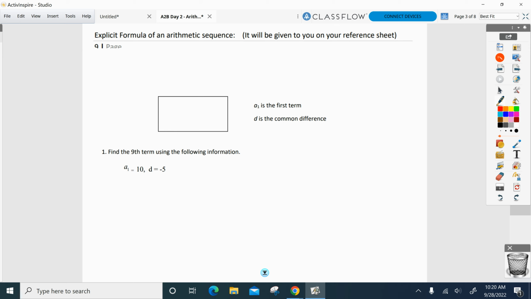This formula, ready? If the sequence is arithmetic, this formula will find you any term in the sequence. So the first thing I want to do in your notes is copy this down. A subscript n. And again, I'm getting this right off your formula sheet. Watch. A sub 1 plus n minus 1 times D.